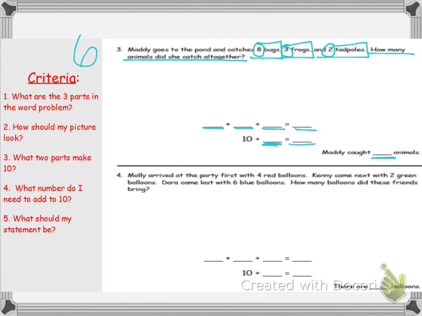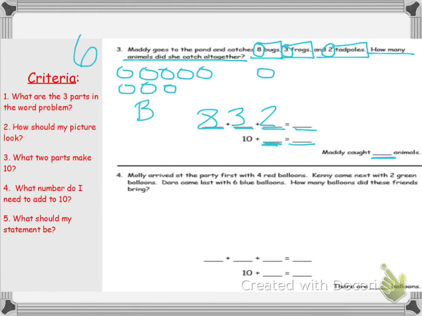Alright, so my 3 parts. Let's check it. Pause if you need more time. 3 parts are 8, 3, and 2. So I'm going to draw that. 8. These are the 8 bugs. I'm going to label it with a B. 3 frogs. I'm going to label that with an F. And 2 tadpoles.